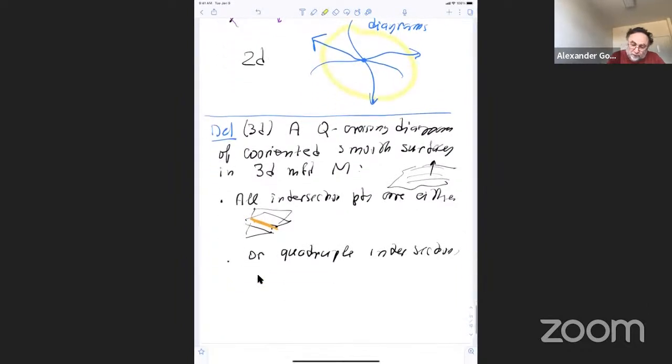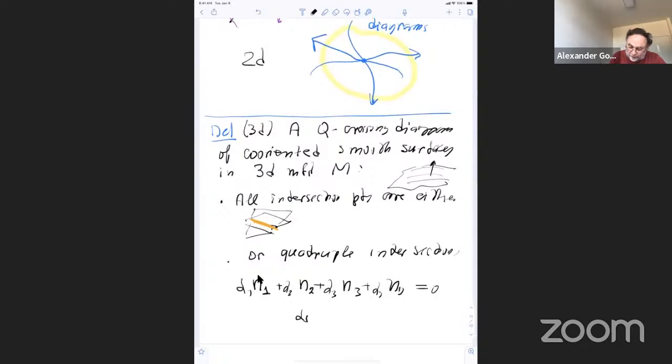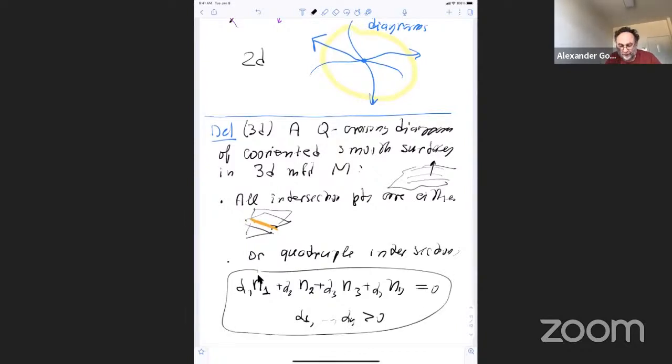This condition sounds as follows: if you write conormals to them, then you have four conormal vectors, 1, 2, 3, and 4, and a certain linear combination of them with positive coefficients must be 0. There is, of course, one linear relation, but the condition is that the coefficients of this linear relation are strictly positive numbers. If this is the case, then we call it a quadruple diagram. And it's obvious how to generalize this to n dimensions.